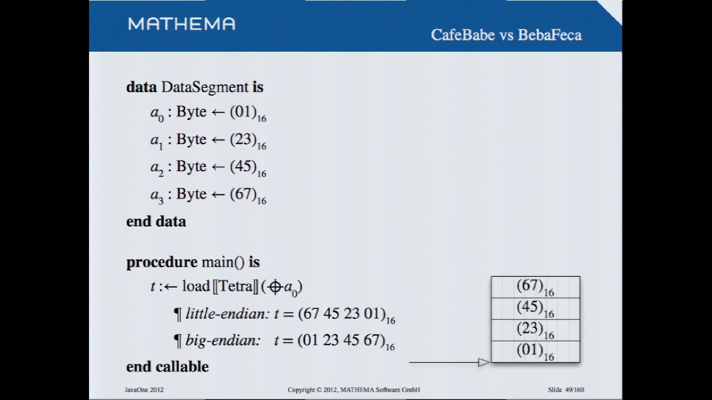Okay. If you deal with this low level, then you have new problems which you hadn't before. For example, if you read an int in Java, it is an int. If you have now access to the memory, the order of the memory is important. For example, say I have a data segment with 4 consecutive bytes. The first byte has the value 1, the second byte has the value 0x23, and so on. And now you access this as a tetra. Tetra means 4 bytes.